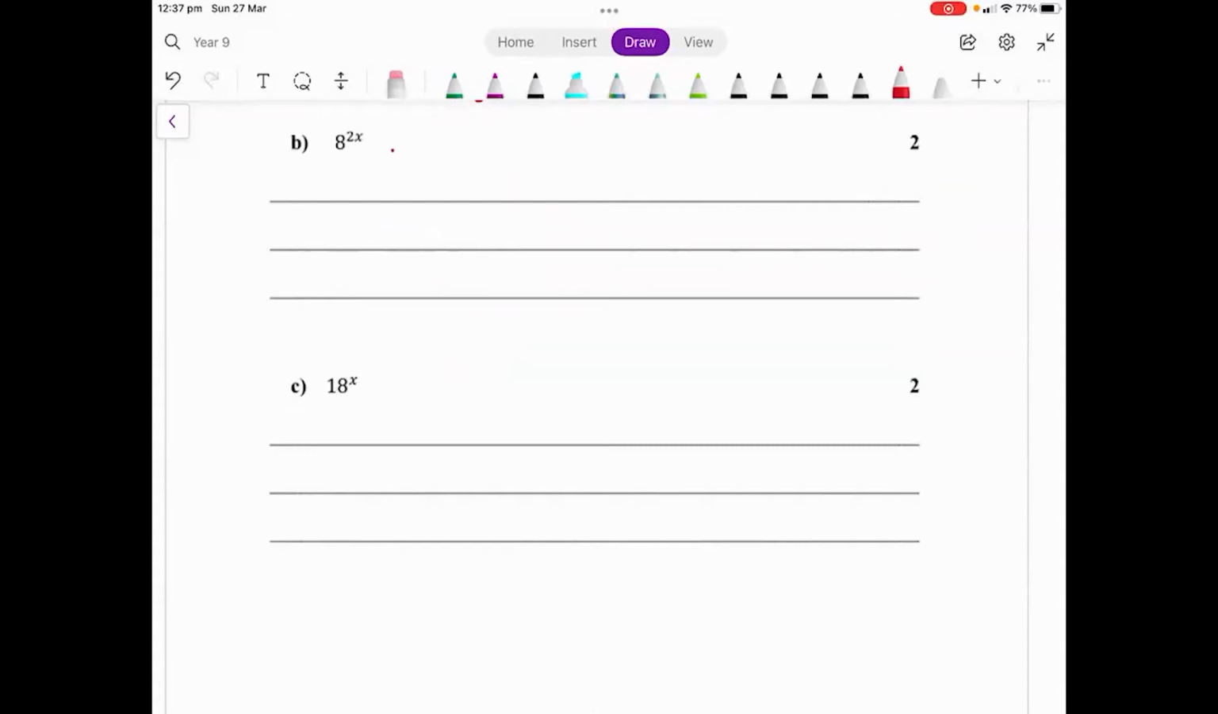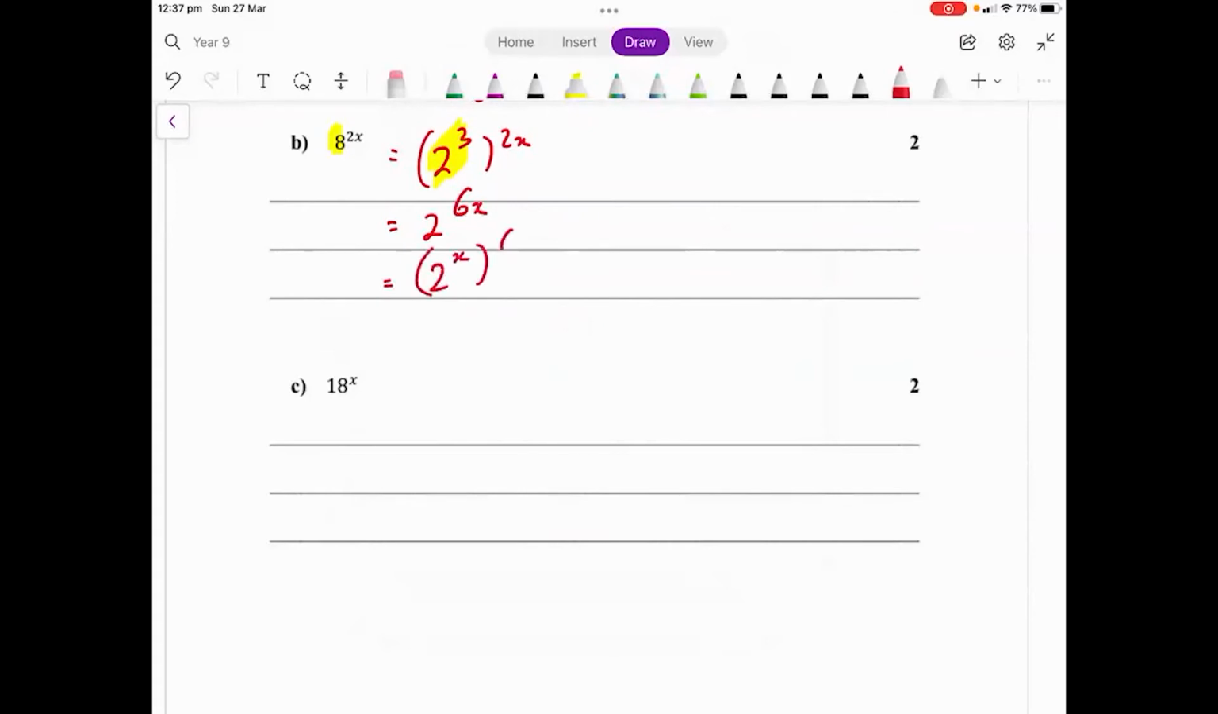Question B looks a little trickier. It's 8 to the power of 2x. Well, 8 is not useful for us. Only 3 and 2 are. So I can split 8 up into its prime factors, and it turns out 8 is equal to 2 to the power of 3. So I'm going to replace 8 with 2 to the power of 3. And the reason is I want the base to be either 2 or 3 for the substitutions to work. In this case, it's going to be 2.